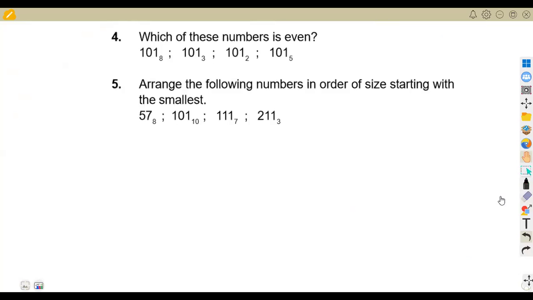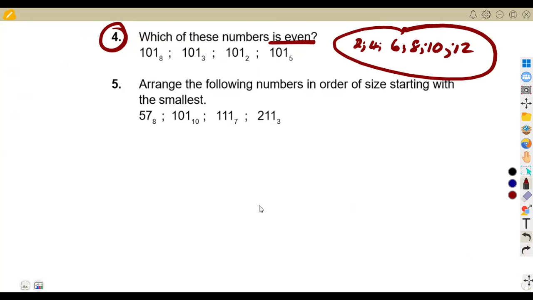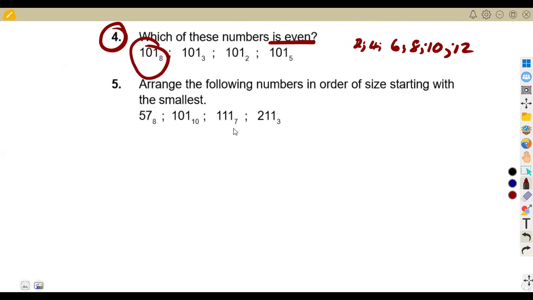Then another question was given: which of these numbers is even? An even number is a number that is exactly divisible by 2, with no remainder. We are talking about 2, 4, 6, 8, 10, 12, and so on. But we cannot see that directly because of the bases we are given. We can only see it if the numbers are represented in the way we understand, which is base 10. So by converting to base 10, we can check whether a number is even or not.